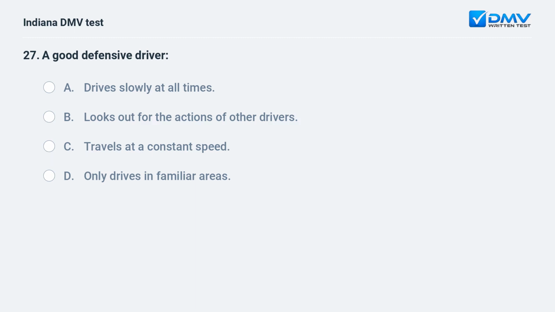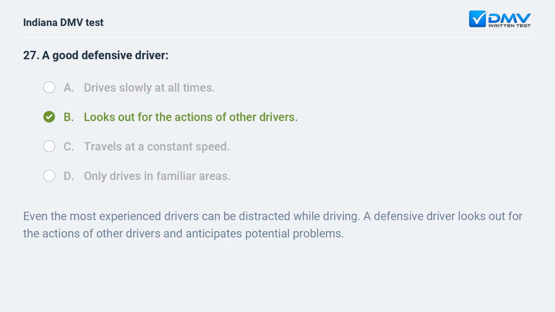A good defensive driver? A. Drives slowly at all times. B. Looks out for the actions of other drivers. C. Travels at a constant speed. D. Only drives in familiar areas. B. Looks out for the actions of other drivers.